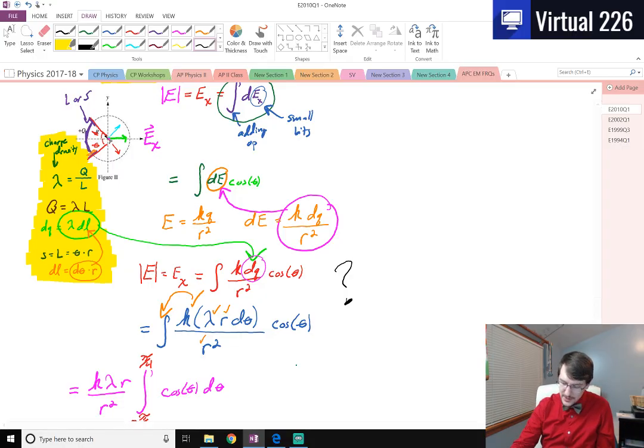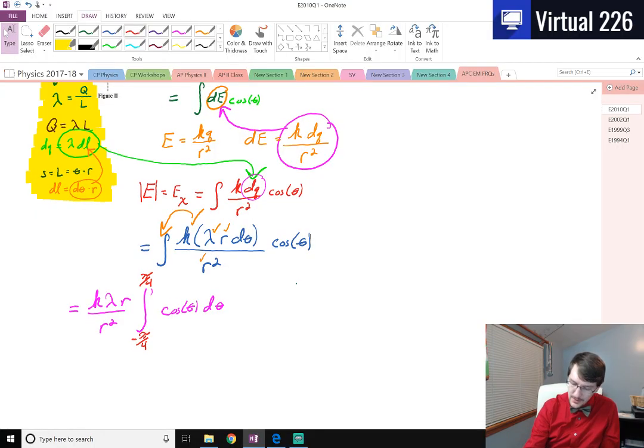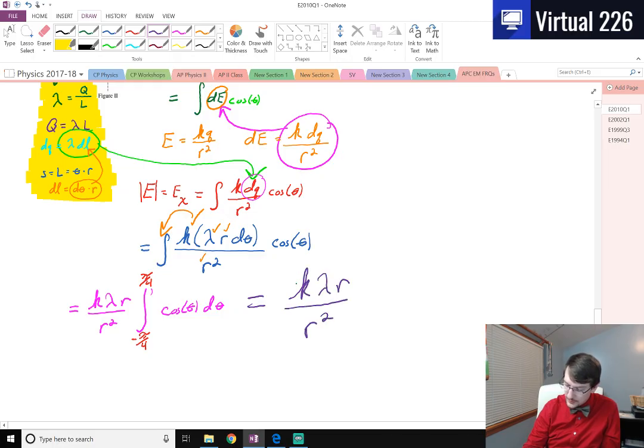But let's say you did want to solve this integrand, or you had some extra time at the end of the test and you said, I'll go back and solve it. Well, the integral of cosine d theta is actually an integral sitting on your equation sheet. It is equal to sine. So what we can do is carry all of our constants over, k lambda r over r squared times the quantity of sine of theta, from negative pi over 4 to pi over 4.